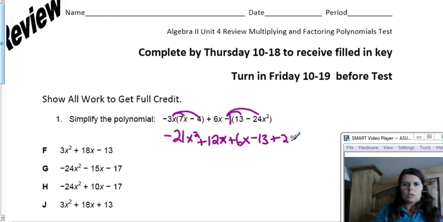Now you can just combine like terms. Combine these two. Combine these two. And you can then hopefully see the answer that is 3x squared plus 18x minus 13. So it would be this one right here.